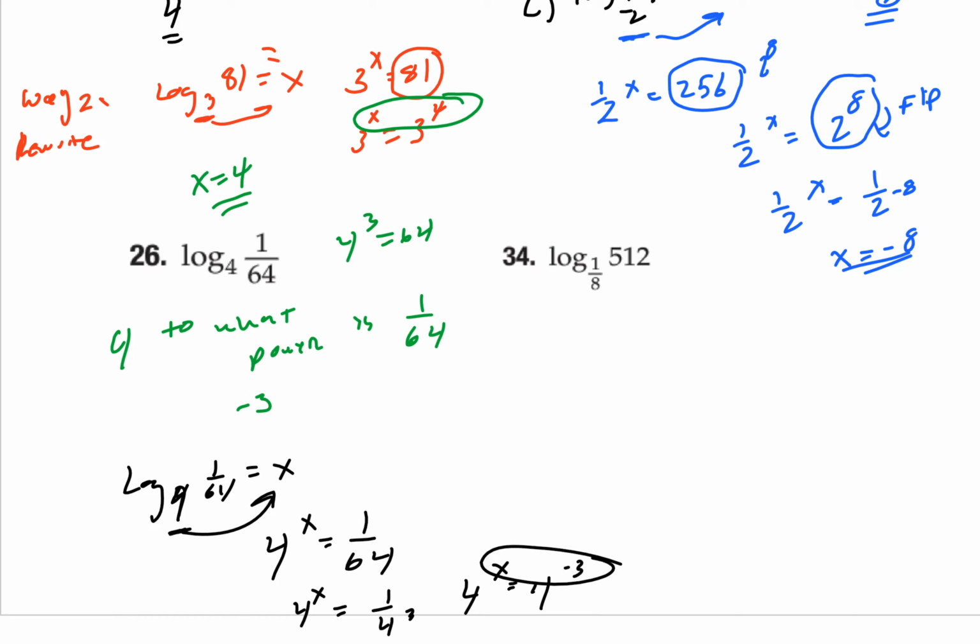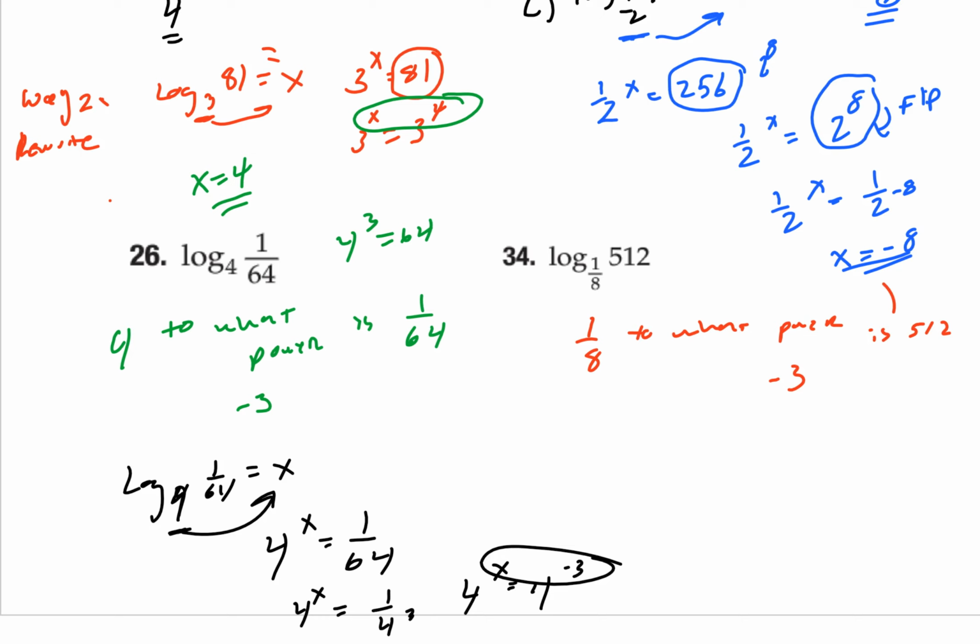Let's go to this last one here. So again, you go, 1/8 to what power is 512. And just like before, it's a fraction, so I gotta flip it, so it's going to be negative no matter what my answer is. And then 8 to what power equals 512, that is 3, so the answer is -3.